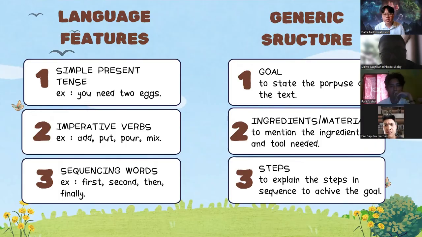Secondly, I would like to explain about the generic structure of procedure text. The first is goal, to state the purpose of the text. And the second is ingredients or materials, to mention the ingredients and tools needed. And the last is steps, to explain the steps in sequence to achieve the goal.